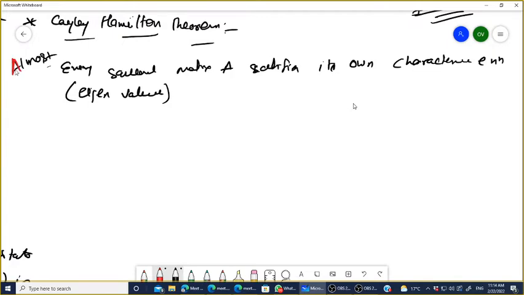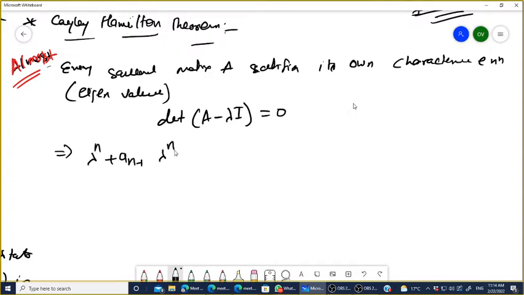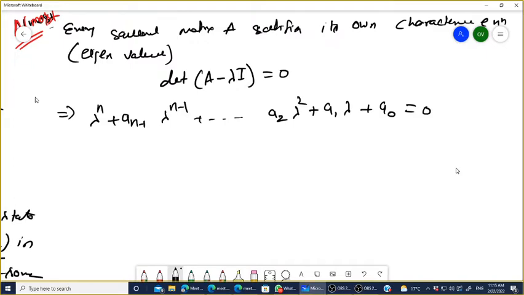Remember. It means determinant of A minus lambda I is equal to 0. Right? It means lambda to the power n plus a n minus 1 lambda to the power n minus 1 plus dot dot dot plus a2 lambda square plus a1 lambda plus a naught equal to 0. This is the characteristic equation. Yes or no? Yes, sir.